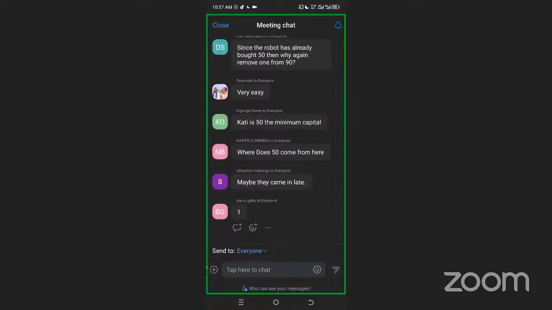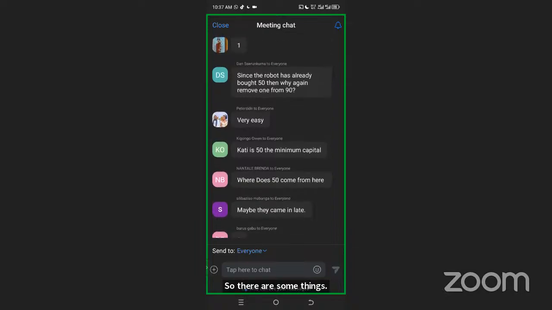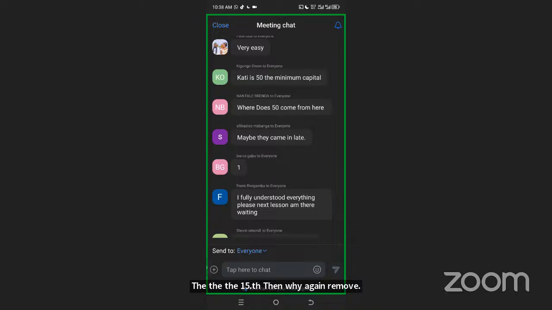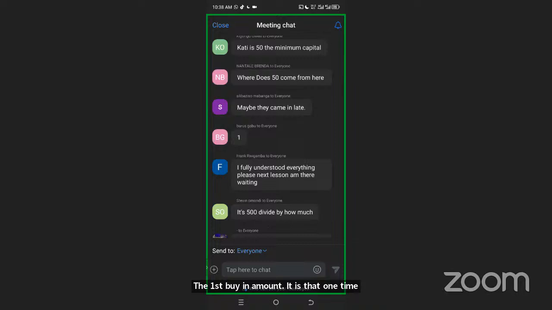So there are some things that people will not understand. Someone is asking me, since the robot has already bought the 50, then why again remove one from 90? I told you, one is the first buying amount. It is that one time the robot is buying. What we call the first buying amount.